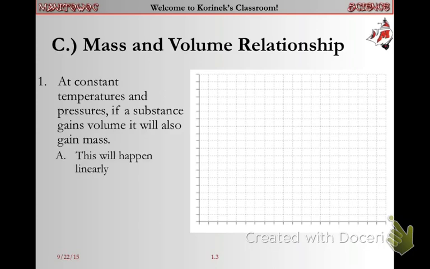And this is going to happen linearly. What I mean by that is, let's say we put mass on the y-axis and volume on the x-axis. As one increases, the other will as well. If you have no mass, you should also have no volume, so I put a dot right there at 0, 0. But as the mass increases, so too should the volume.